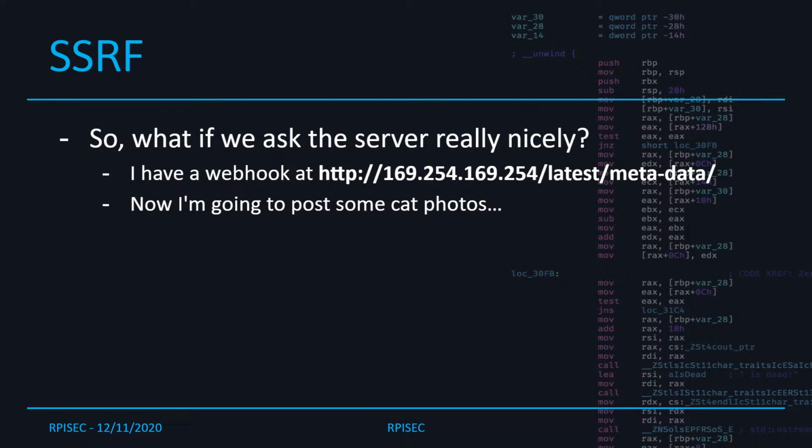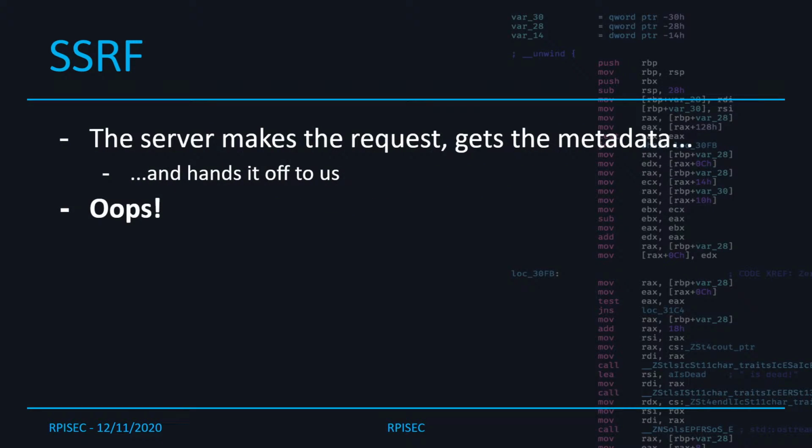So I'm going to tell the server, yeah, I have a webhook at 169.254.169.254. You might recognize that as a link-local address, which means it's one that only makes sense in a very local space. And it's going to go to /latest/metadata. The astute among you might recognize this as AWS's metadata endpoint. So then when I post a cat photo, the server makes the request, gets the metadata, and shows it to us. Whoops.